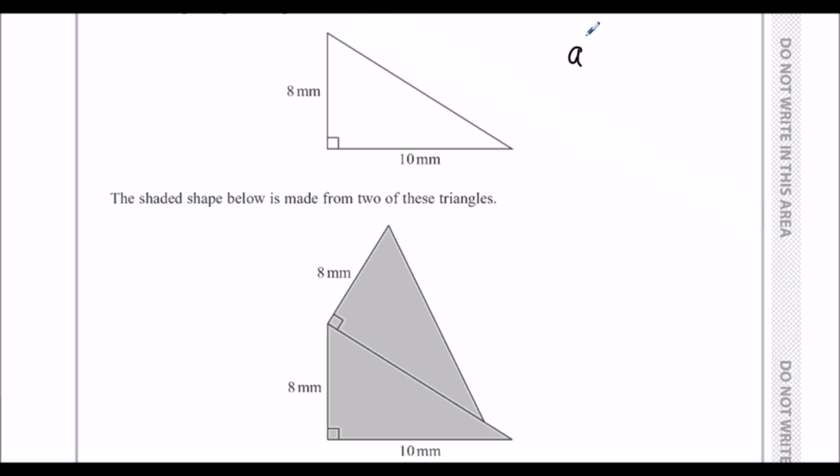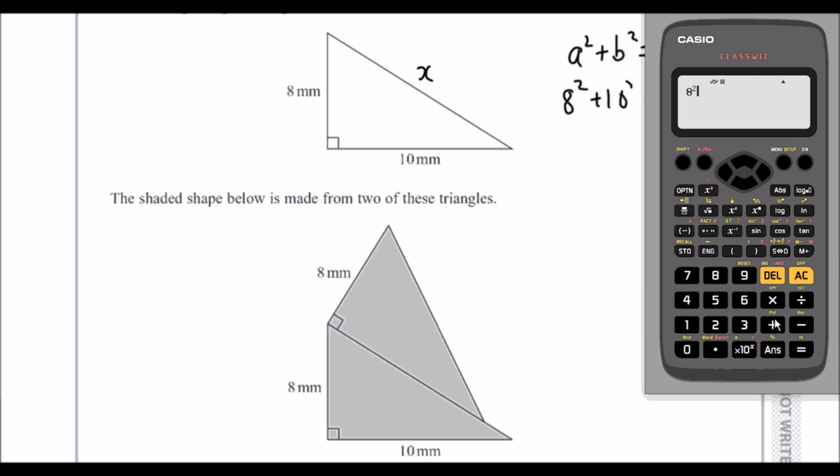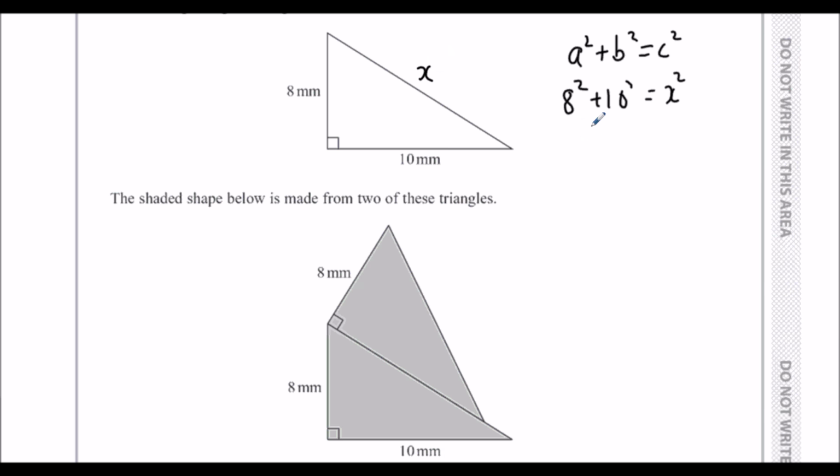So Pythagoras' theorem, a squared plus b squared equals c squared. The 2 short sides squared and added together equal the long side squared. So if I call this one x, 8 squared plus 10 squared equals x squared. And I'll use the calculator to work out 8 squared plus 10 squared, which is 164.